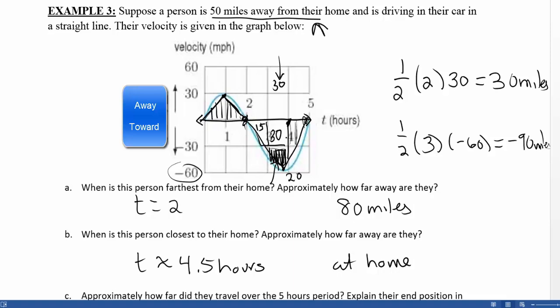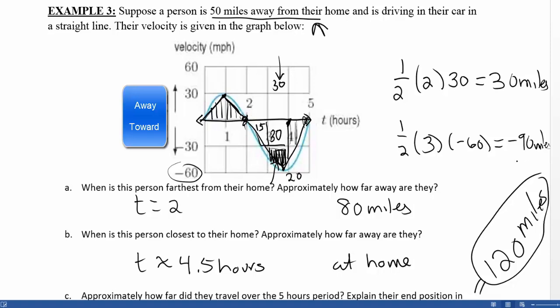Part C wants to know approximately how far did they travel over the 5-hour period? Now, this question wants to know the total travel distance. It doesn't want to know where they ended up in relation to where they started. They want to know how many miles were driven. So we have to be a little bit careful here because remember, we drove 30 miles in one direction, and then we turned around and drove 90 miles in the other direction, which means that in total, we drove 120 miles.